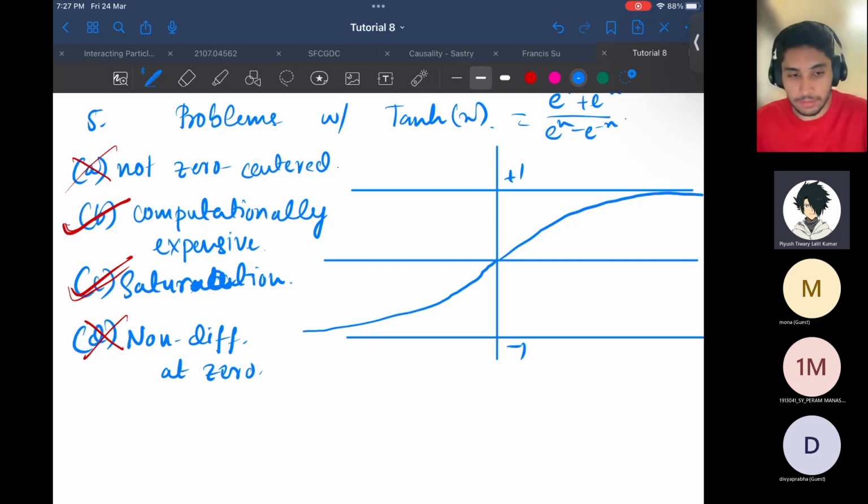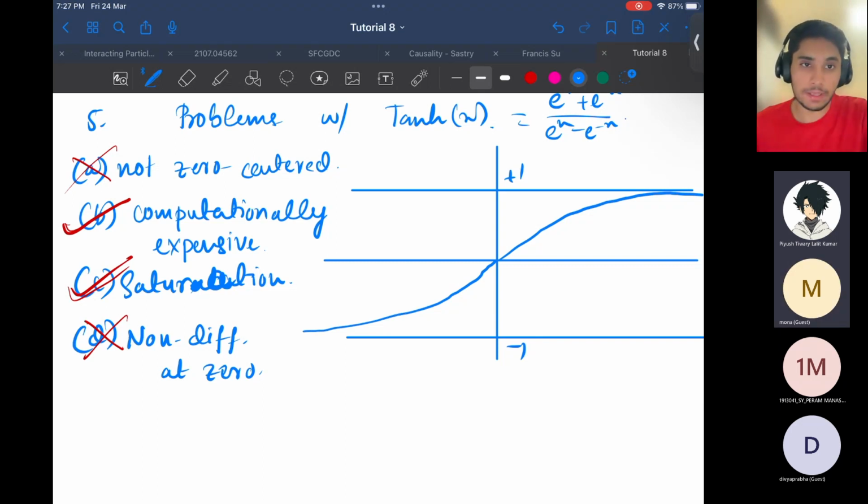If you have any doubt, or if I moved very fast, this was similar to the previous question, but instead of asking about sigmoid, we were talking about the tanh function. If you have any doubt, you can ask.